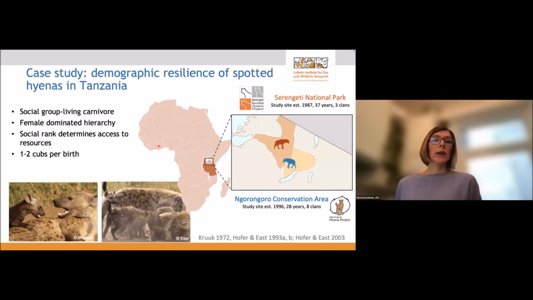Briefly on the hyena biology, these are social group-living carnivores with a female-dominated hierarchy. For them, social rank determines access to resources and therefore is very important for demography as well. And the female gives birth to 1 to 2 cubs per time.